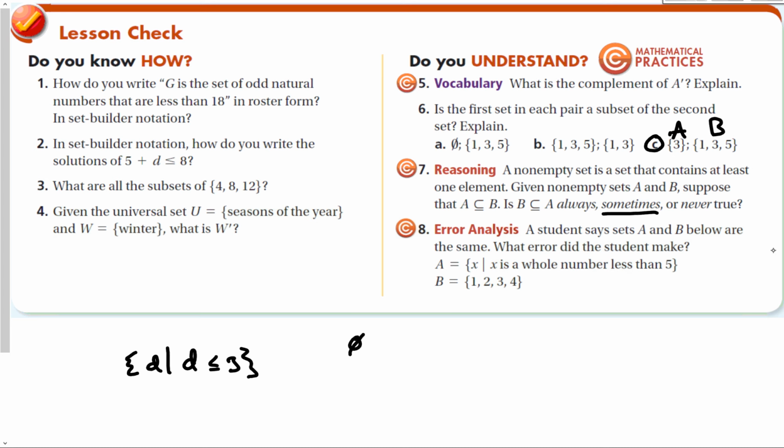And then finally, error analysis. Student says sets A and B below are the same. What error did the student make? Whole numbers include 0. Don't forget that. And that is 3-5, working with sets.